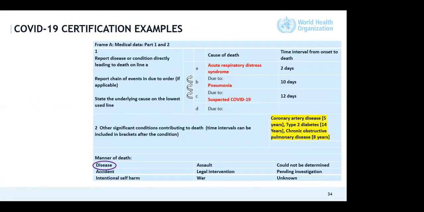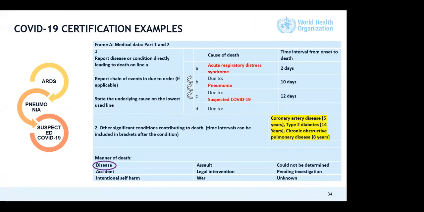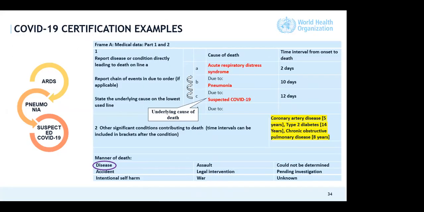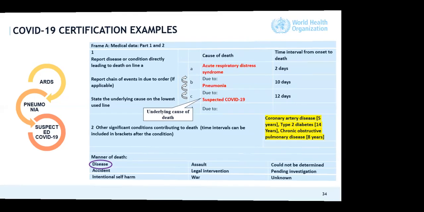So this is another one: acute respiratory distress syndrome, pneumonia, and suspected case. This is suspected COVID-19. The first one I put was confirmed case, because there was a laboratory diagnosis of COVID. The suspected case is based on the clinical definition, rather than on the case definition. So you can have a suspected COVID-19 case.